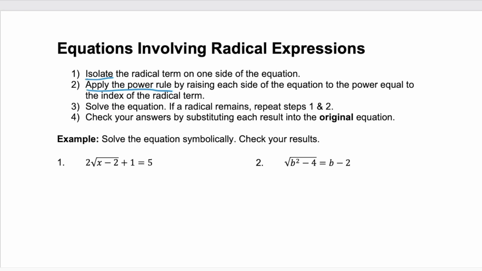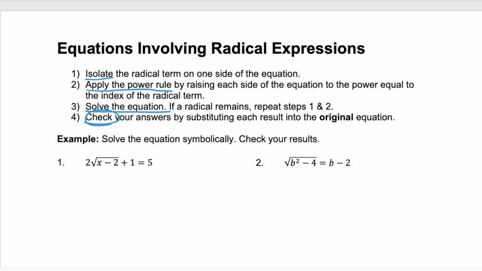Step 3, solve the equation. If a radical still remains, you're going to repeat steps 1 and 2 until you no longer have a radical in your equation. And then the most important step, step 4, check your answers.